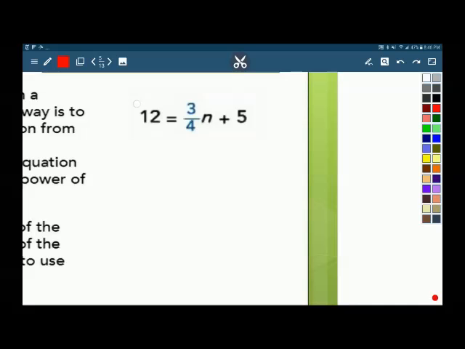So I mean the entire left side of the equation has to be multiplied by 4, as well as the entire right side has to be multiplied by 4, which is really just another distributive property. 4 times 12 is going to be 48.